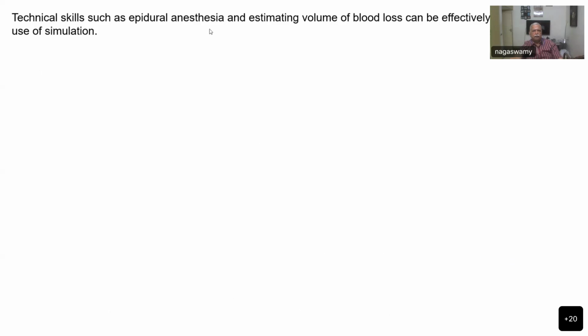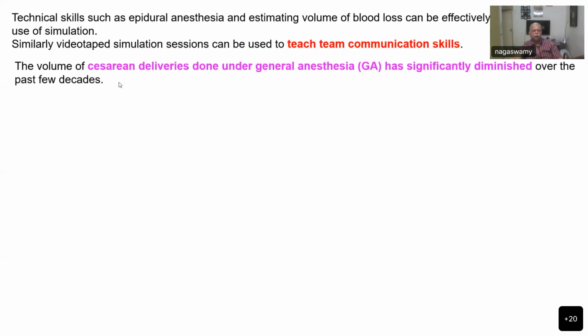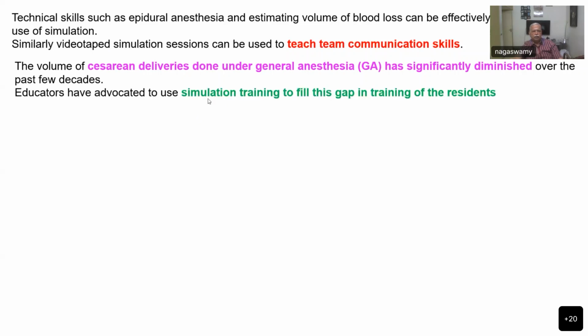And technical skills such as epidural or estimating volume of blood loss can be effectively taught via the use of simulation in obstetric anesthesia again. Similarly, videotaped simulation sessions can be used to teach team communication skills, what to do when there is a major obstetric hemorrhage. All that can be videotaped and you can use them for training. And the volume of cesarean deliveries under general anesthesia has significantly come down because regional is the ideal method for cesarean delivery. So many students do not get a chance to do a GA in a live patient for cesarean delivery. So educators have advocated the use of simulation training to fill this gap in the training.